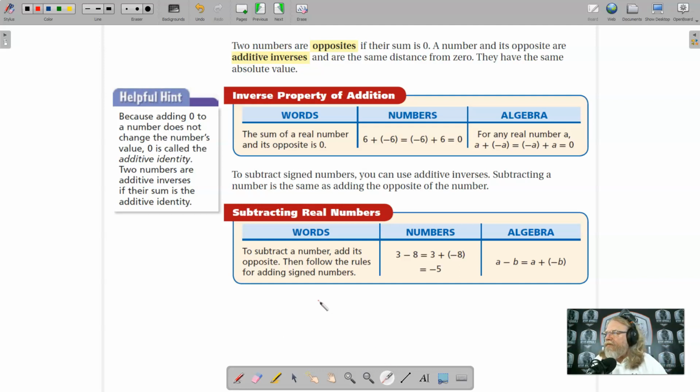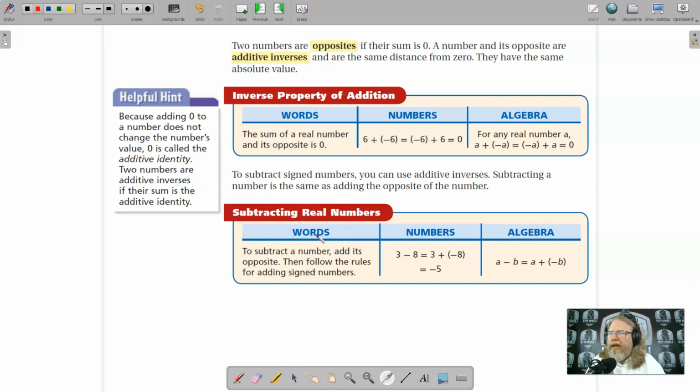All right, moving along. Subtracting real numbers. And I guess I could back up to here. To subtract signed numbers, you can use additive inverses. Subtracting a number is the same as adding the opposite of a number. I'm going to use this a lot in this math course. I do this a whole lot. So kind of wrap your mind around it now, because you're going to see me do it a lot during the course of this class.